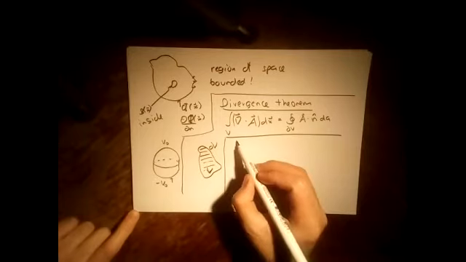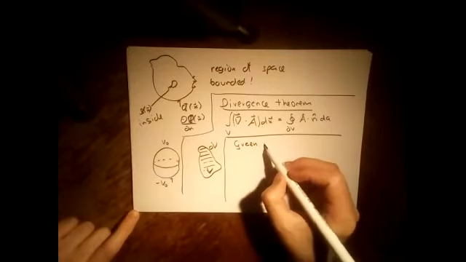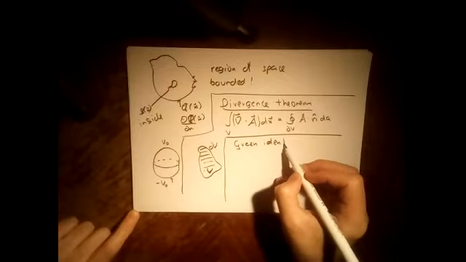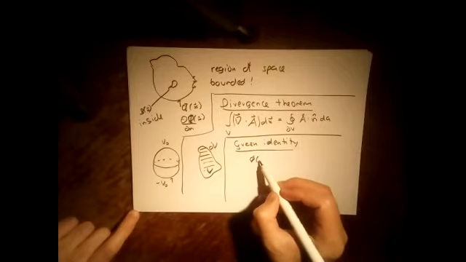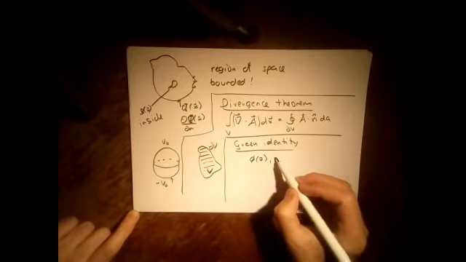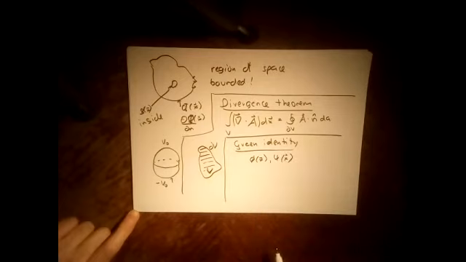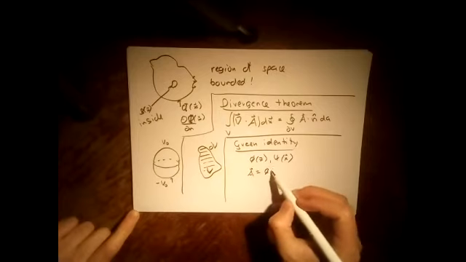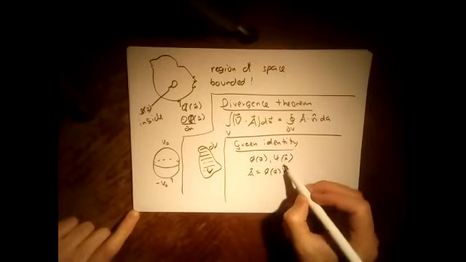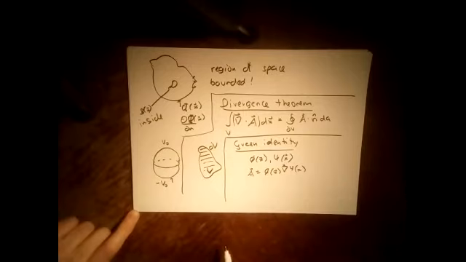I don't know if I have enough space here, but I'll start the derivation here. So we're going to consider the Green identity. In order to derive this, what we do is take two scalar functions, let's say phi of x and psi of x. And we form a vector field A equals phi of x times gradient psi of x. That's our starting point, and then we apply the divergence theorem to this vector field.